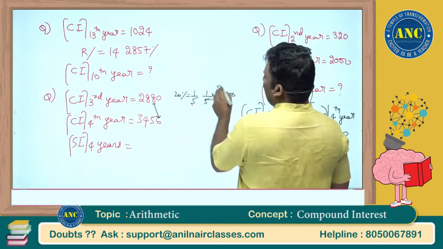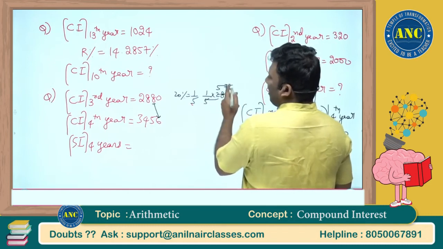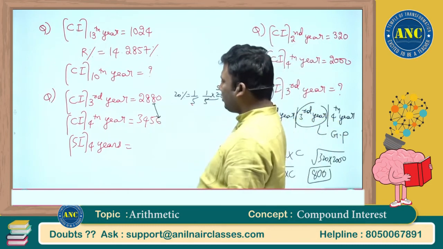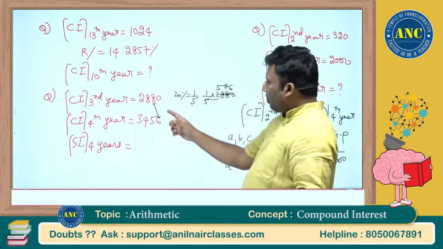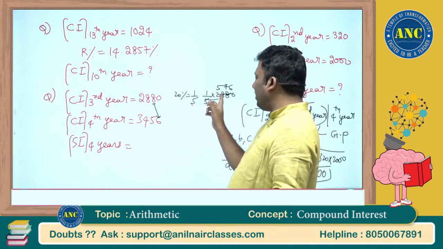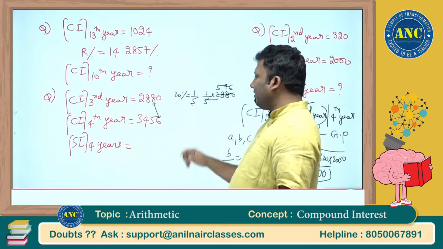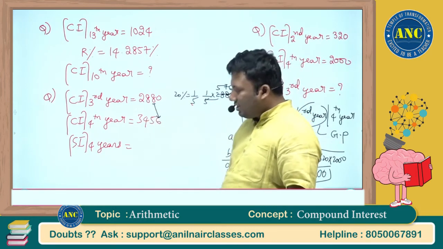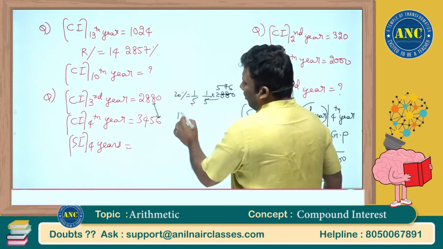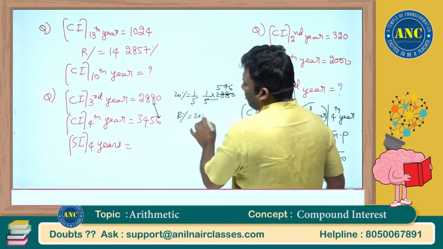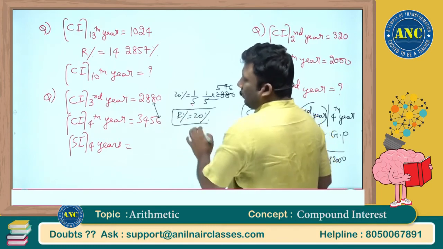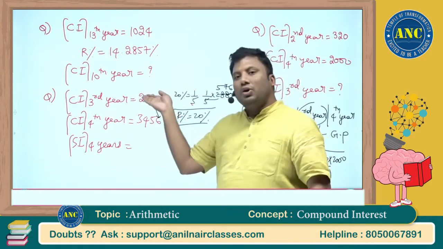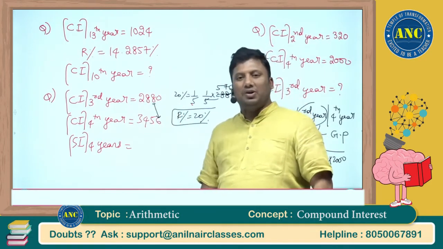5 5s are 25, 5 7s are 35, so it is 576. 2880 plus 576 is 3456. So R percentage we got as 20 percentage. 1 plus R percentage is equivalent to 3456 by 2880.